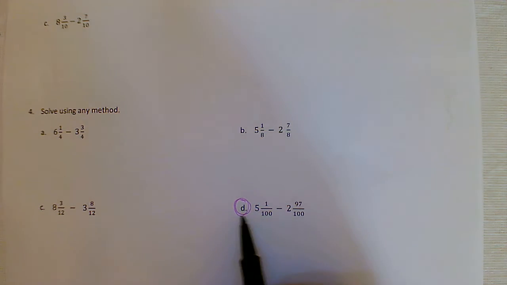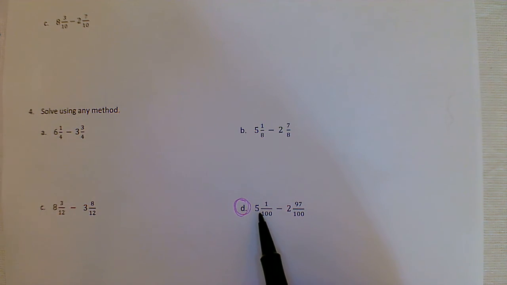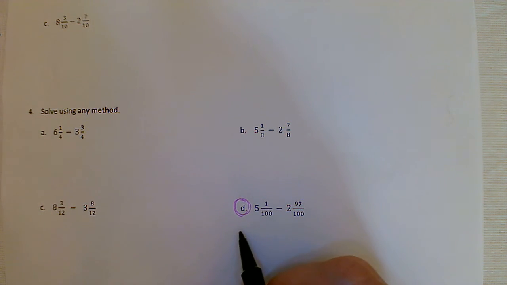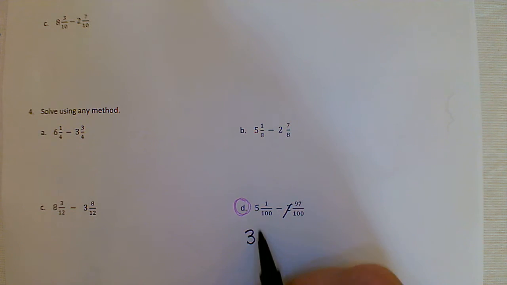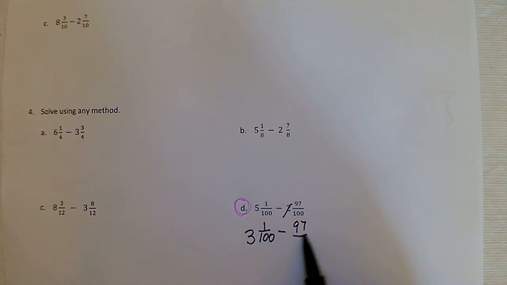So if I'm working with this, remember the first step is that I'm going to do 5 minus 2. I'm going to subtract my whole numbers. 5 minus 2 is 3. And then this 2 is gone. This 5 is going to hold on to that 1/100th. So we have 3 and 1/100th minus 97 100ths. We're just doing it step by step. So now I cannot subtract 97 100ths from 1 100th. It's not going to work.